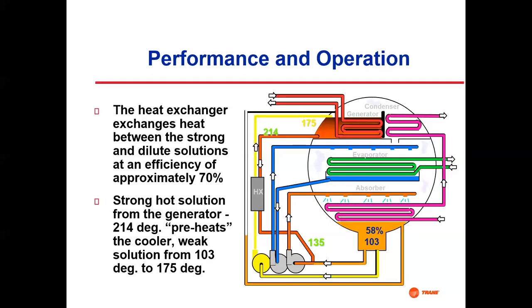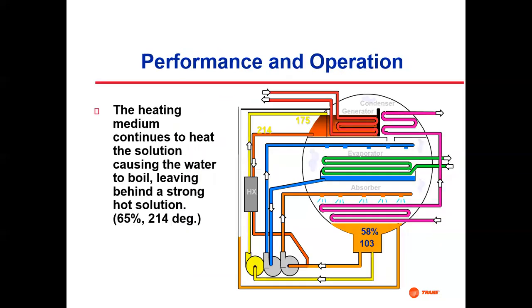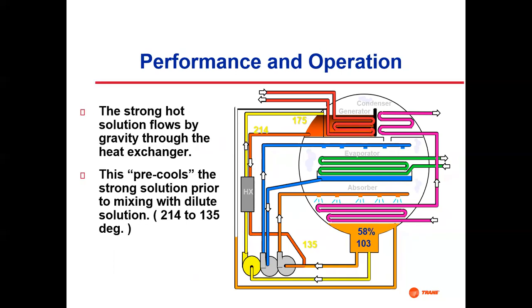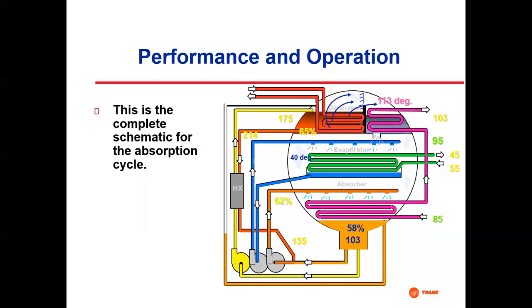And obviously, the hotter we can get this coming in, the less heat we're going to have to put in to get to the same temperature up there. So that's pretty obvious. I don't think there's anything else there. 65% leaving here and 214. Strong solution. This is a gravity flow on this side. We talked about that. So that's it.